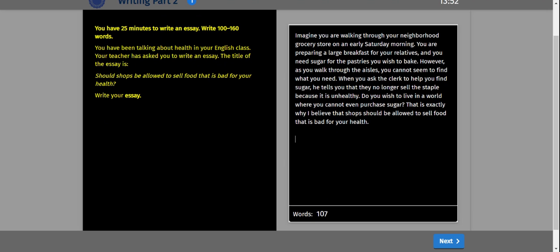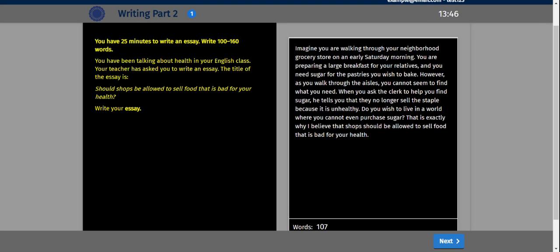Imagine you are walking through your neighborhood grocery store on an early Saturday morning. You are preparing a large breakfast for your relatives, and you need sugar for the pastries you wish to bake. However, as you walk through the aisles, you cannot seem to find what you need. When you ask the clerk to help you find sugar, he tells you that they no longer sell the staple because it is unhealthy. Do you wish to live in a world where you cannot even purchase sugar? That is exactly why I believe that shops should be allowed to sell food that is bad for your health.